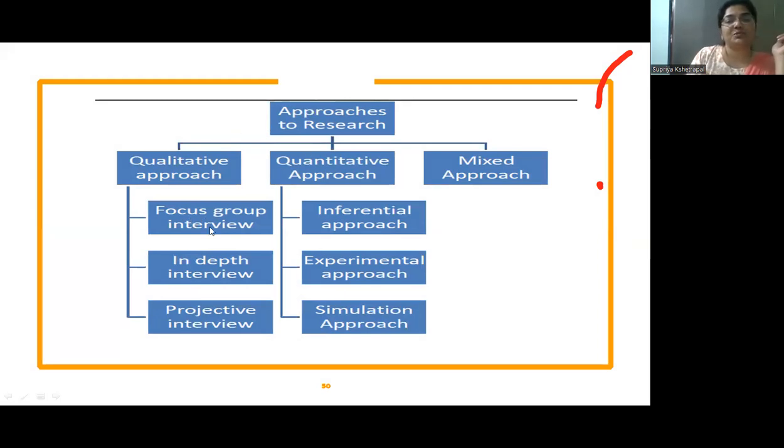Now the approaches to the researchers. So the qualitative approach is the focus. Here there are 3 points: the focus group interview, the in-depth interview, and the projective interview. Whereas in quantitative, now see, as we have already said, qualitative means not only related with the behavior, but we can say why it is. The word said interview, the focus group interview.